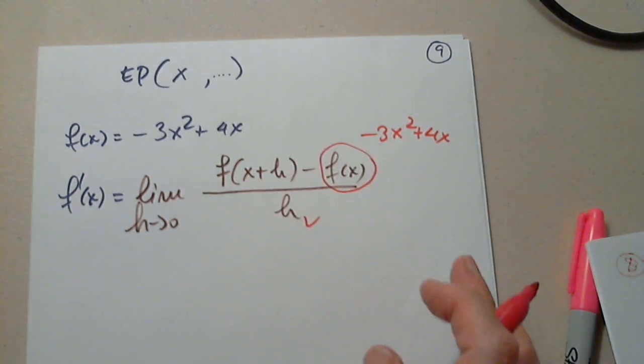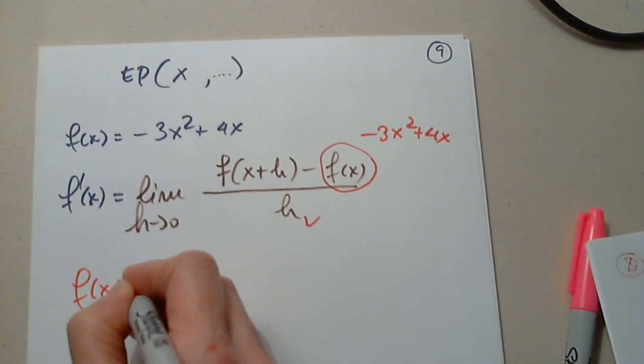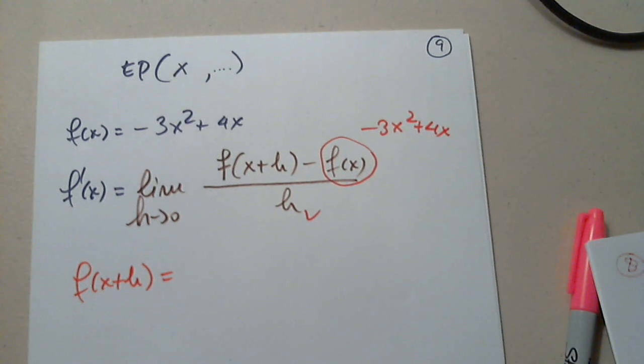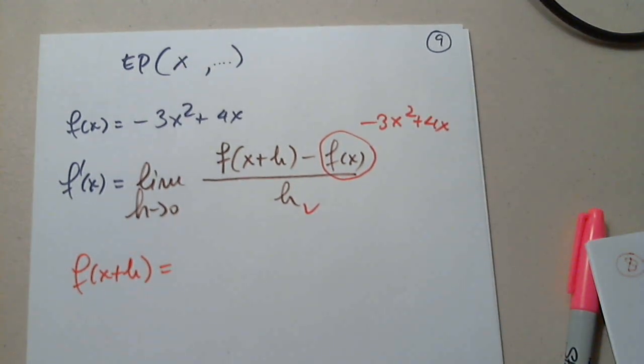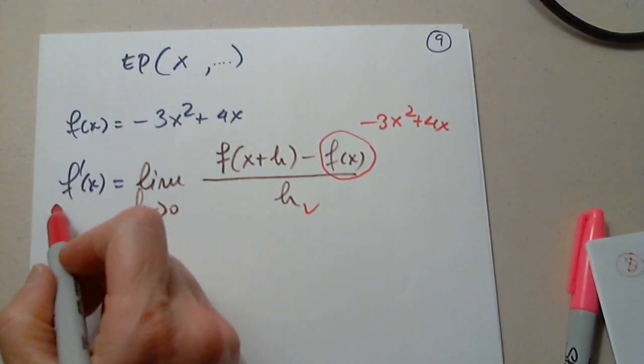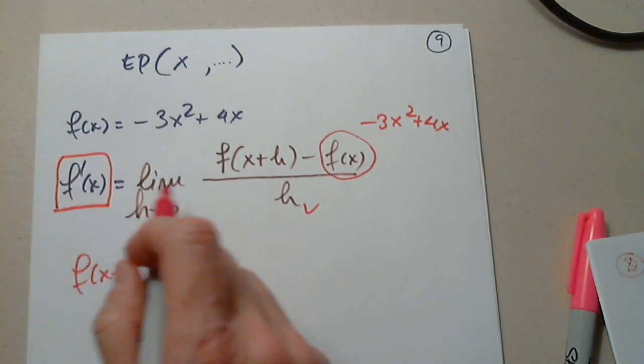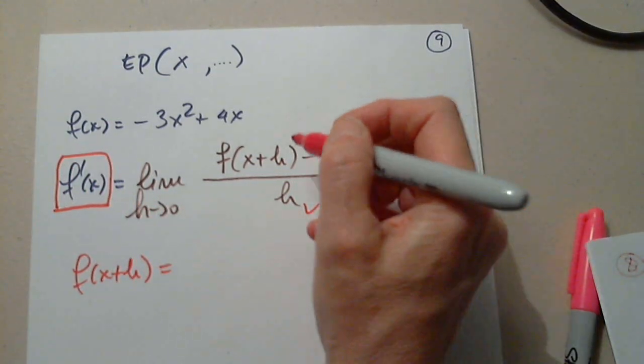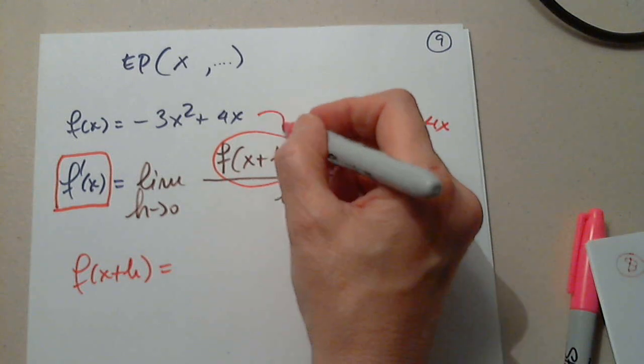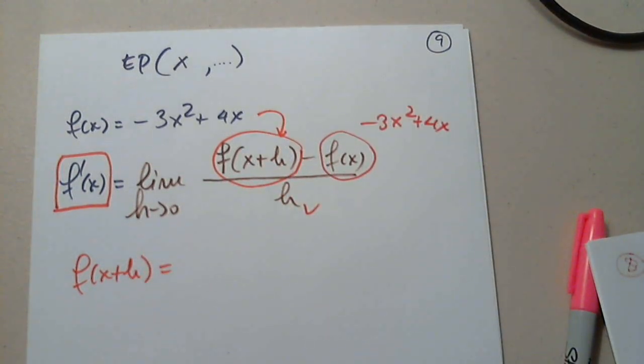Can anyone tell us how? Yes, I'm ready. Wait, would you need to find the derivative of negative 3x squared plus 4x? No. We are finding the derivative with the definition. Okay, I have to find this. How do I find f of x plus h?